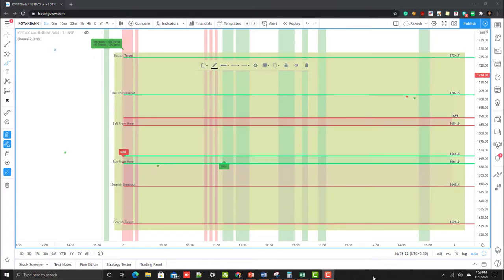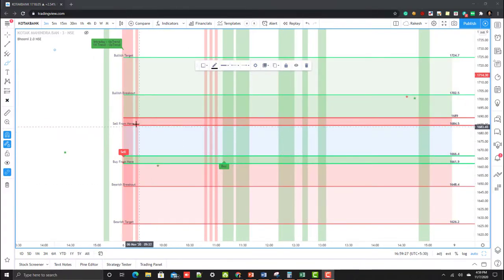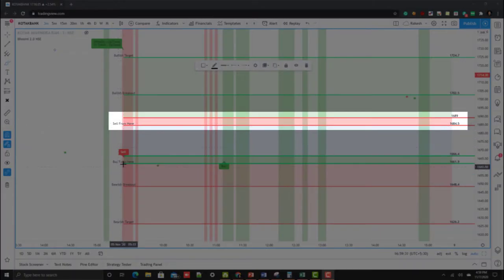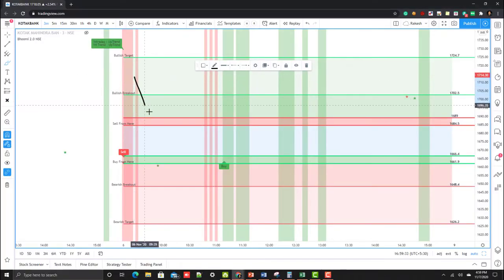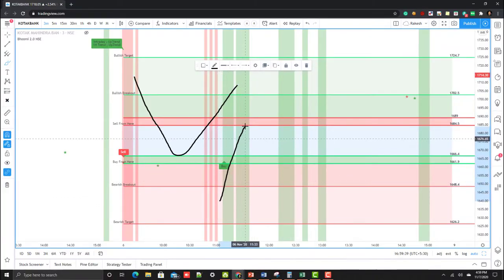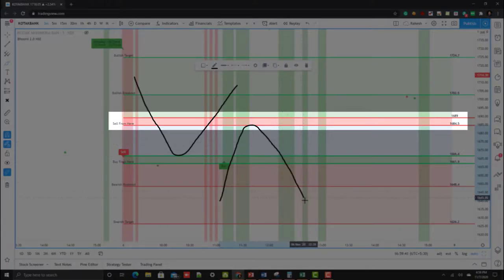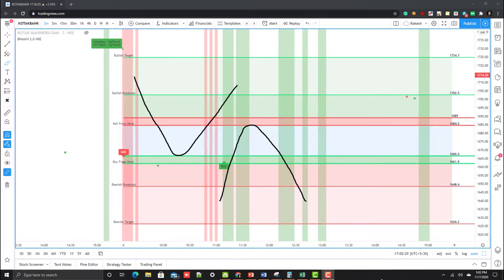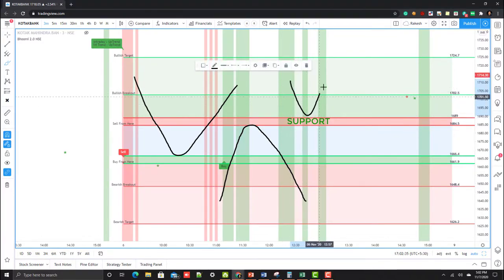Now why are these called reversal and breakout zones? So as I said, these two are important levels, sell from here and buy from here. A bearish stock would tend to take a reversal at buy from here, and a bullish stock will tend to take a reversal from sell from here. Similarly, these two levels, sell from here and buy from here, would also act as a support at this level and also at this level.